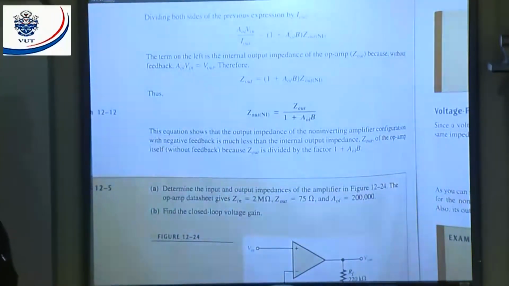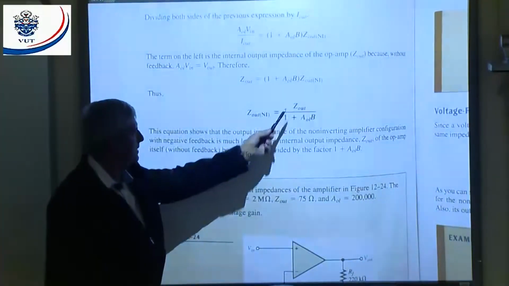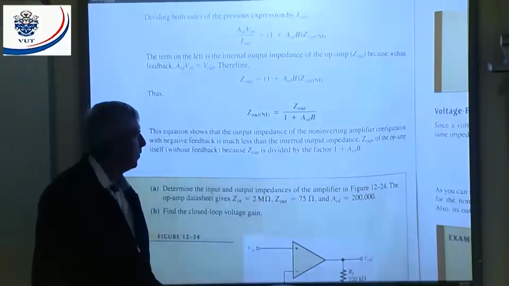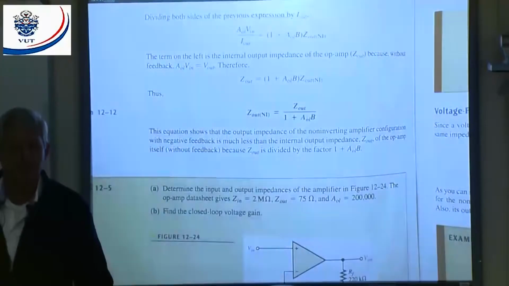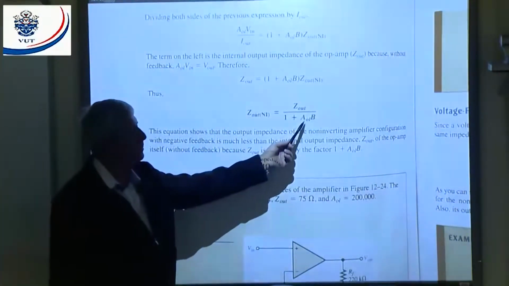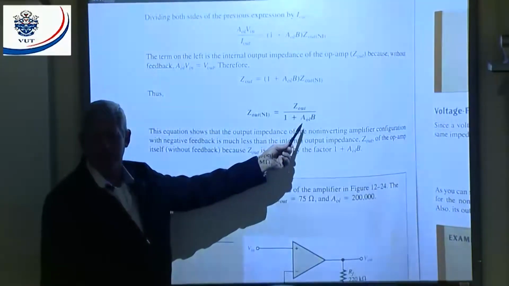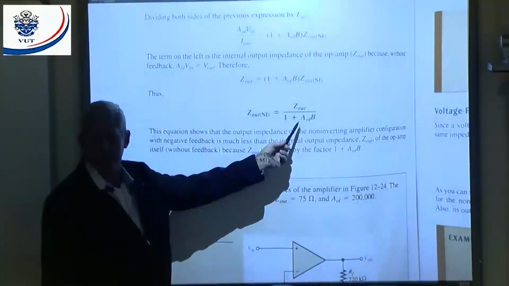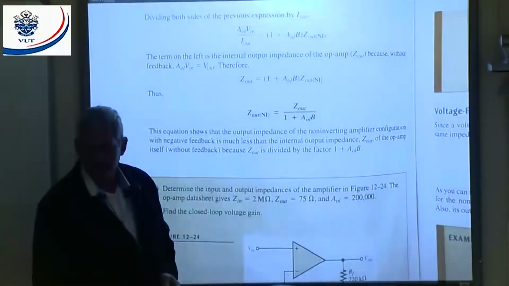Right, example 12.5. Determine the input and output impedances of the amplifier in figure 12.24. The op-amp data sheet gives Z in of the device itself: Z in is equal to 2 megohms, Z out is equal to 75 ohms, and the open loop gain is equal to 200,000. You see I have a very large open loop gain. The attenuation is equal to Rin over Rin plus Rf, which gives me a value of 0.0435.